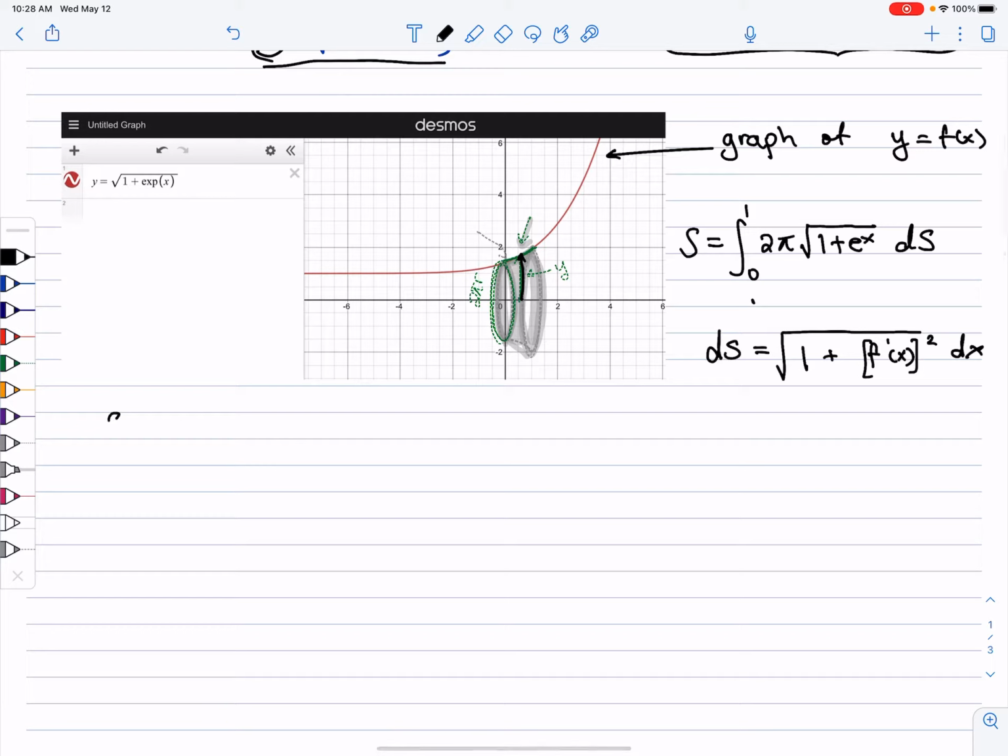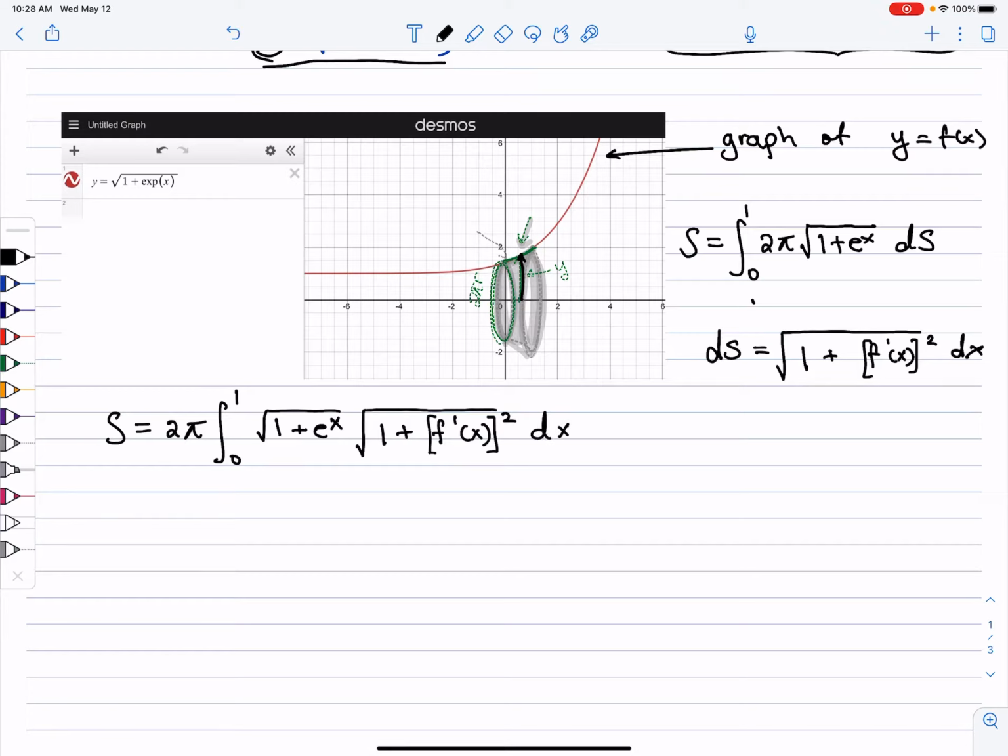So the surface area, one more time, is going to be equal to 2 pi, the integral from 0 to 1, the square root of 1 plus e to the x, times the square root of 1 plus f prime of x squared dx. We know, let's do a little bit of algebra.